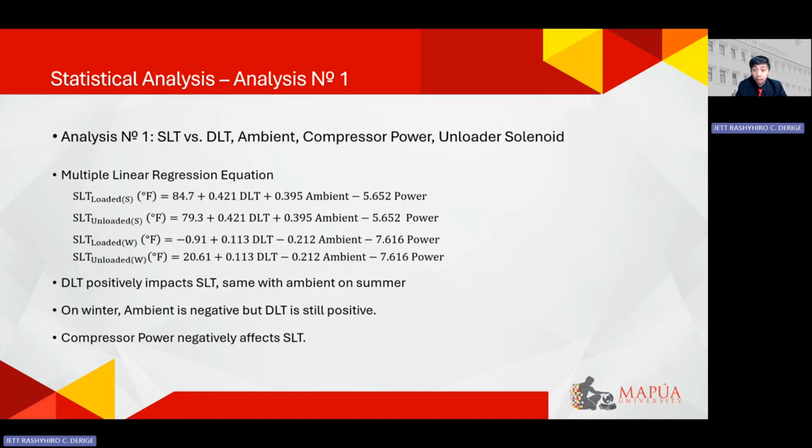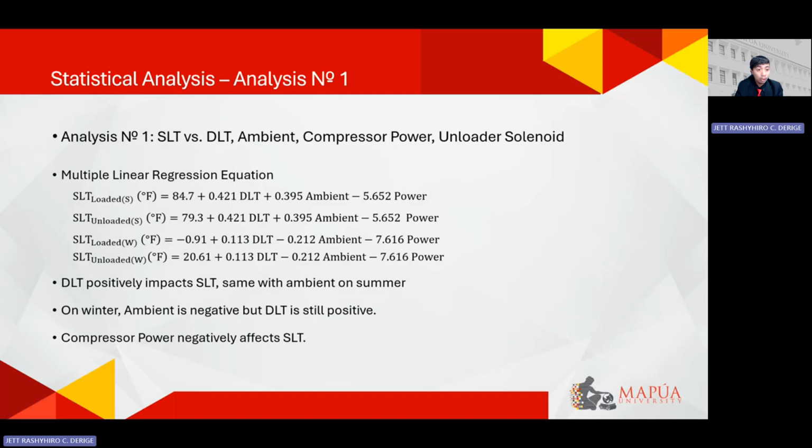And as for winter, in hindsight, we can see the negative impact of ambient temperature. This can be due to the low temperature outside, and the unloader is the most significant in winter. That's why there are more unloading scenarios in winter. And there would be a high difference in the loaded and unloaded constant, as you can see right here.